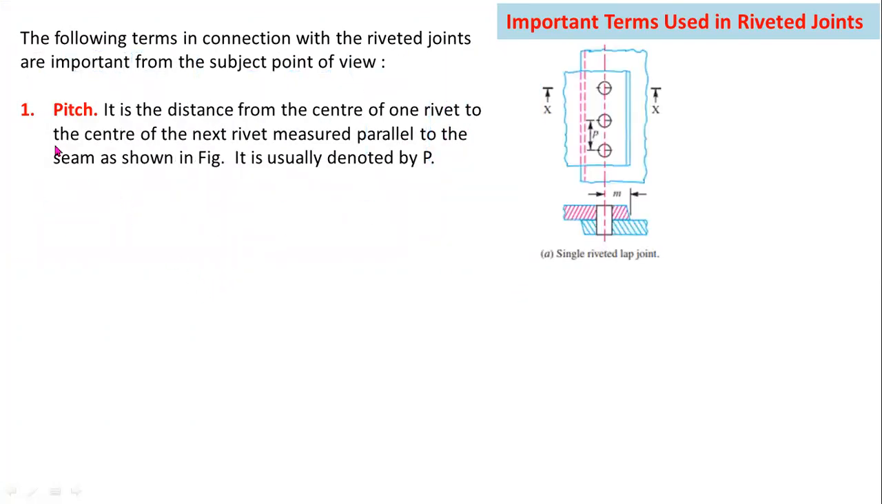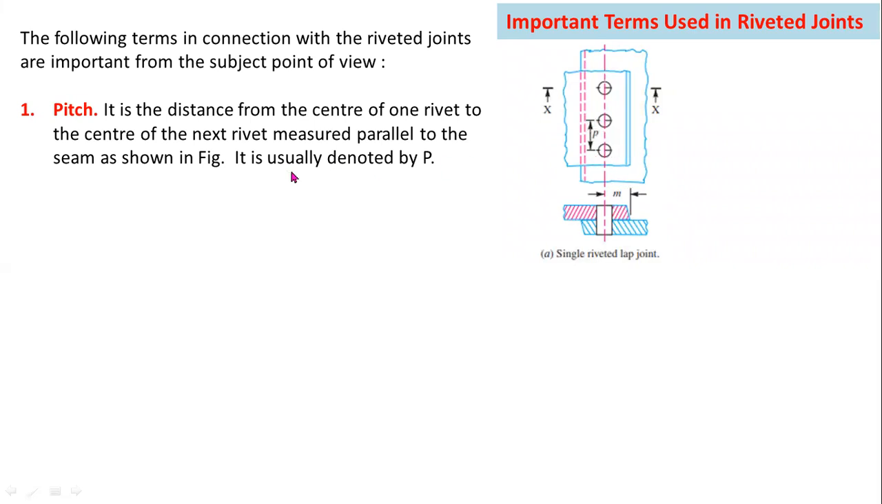First one is pitch of the rivet. It is the distance from the center of the one rivet to the center of the next rivet, measured parallel to the seam as shown in figure. It is usually denoted by P. Here the pitch of the rivet, the distance between two successive rivets. The distance between center of the two successive rivets is called pitch.